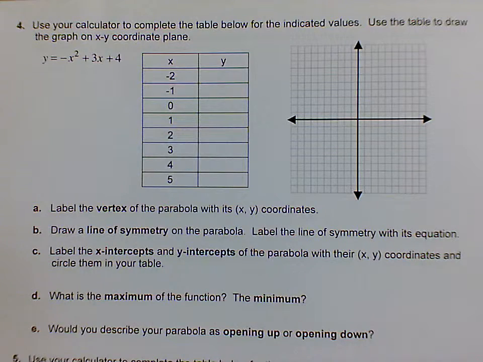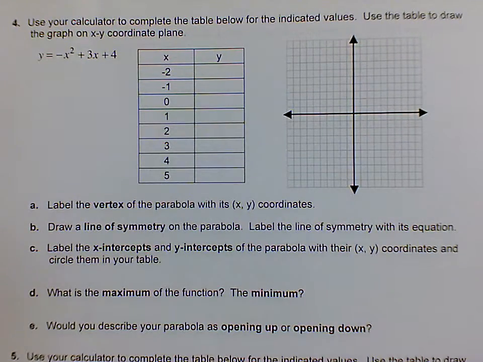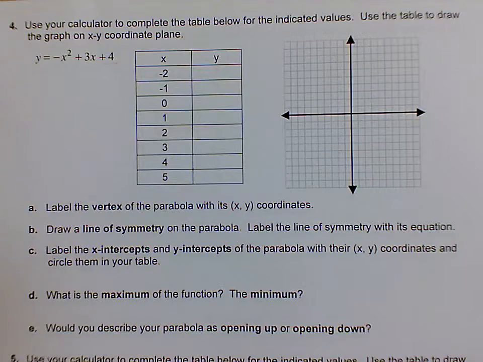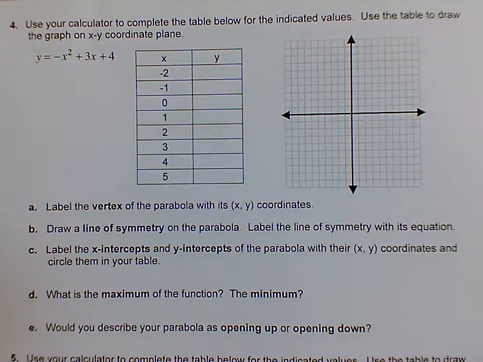Question 4, use your calculator to complete the table below for the indicated values. Use the table to draw the graph on the x and y coordinate plane. All right, so pretty much the same thing we're doing here. There's a slight difference. When you're looking at this equation, what's the major difference that you see? Hopefully if you said there's a negative in front of the x squared, that's absolutely right. So we're going to look at one that's got a negative x squared instead of a positive x squared.